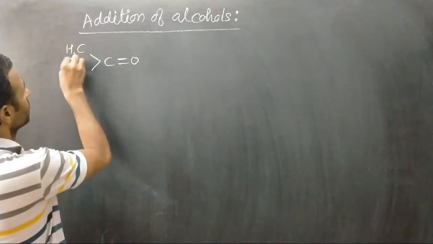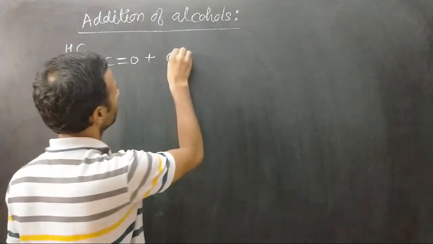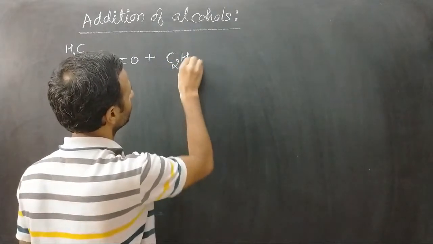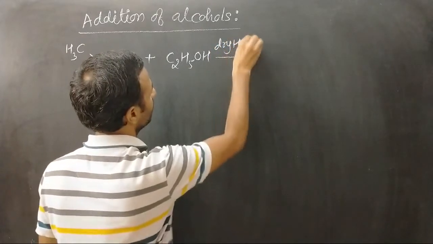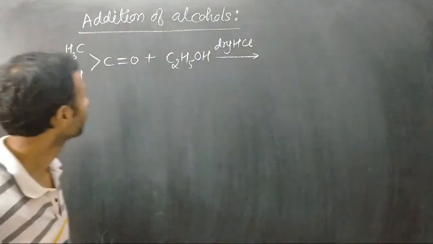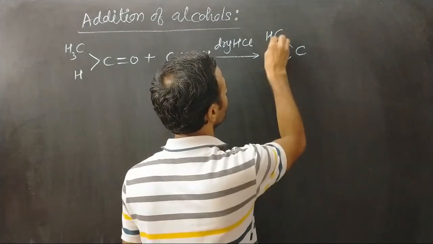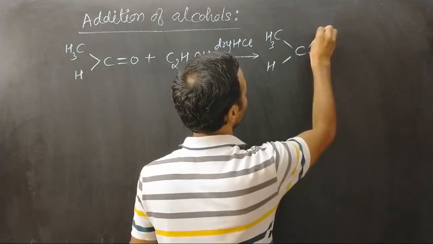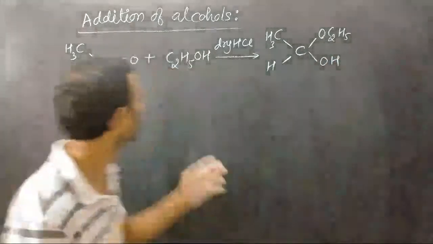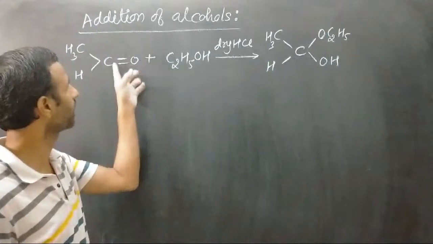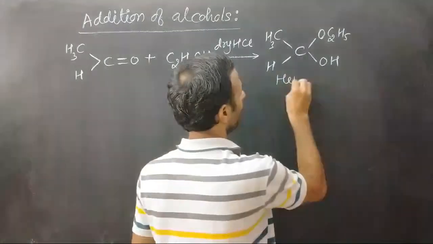Let us take a case of acetaldehyde plus ethanol in the presence of dry HCl. Okay, so in the presence of dry HCl, the first product formed is this, OC2H5 on one side and OH on the other side, and it is called hemiacetal.